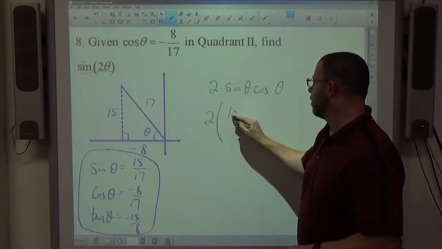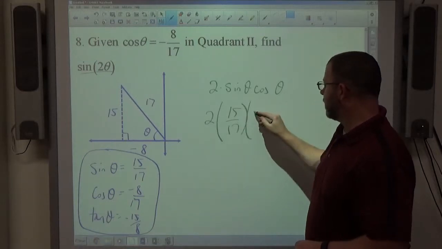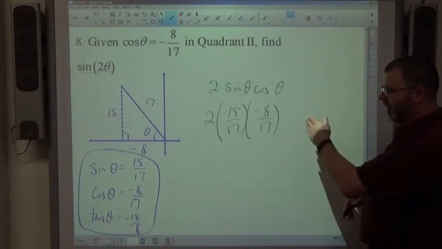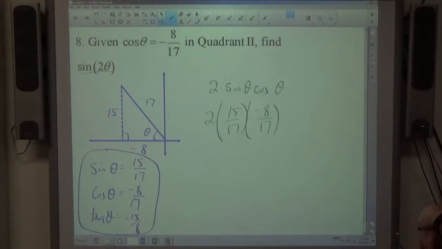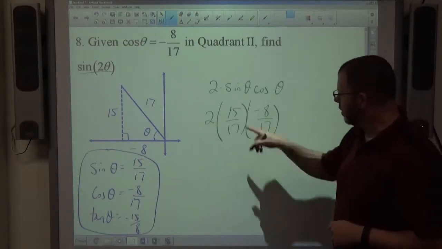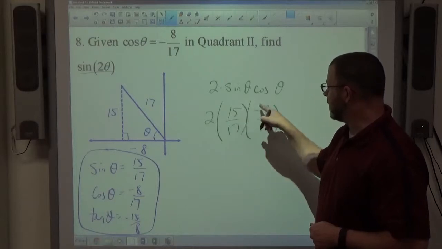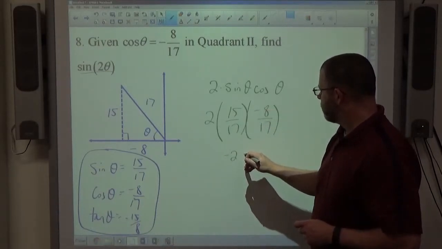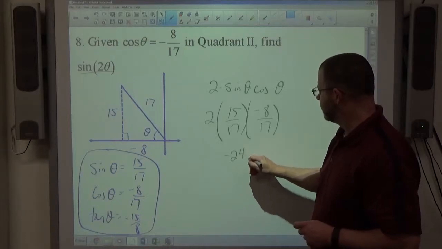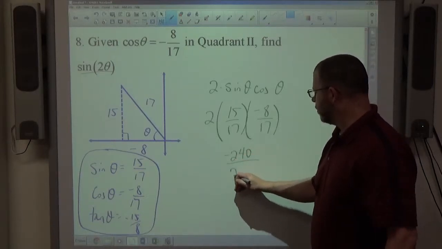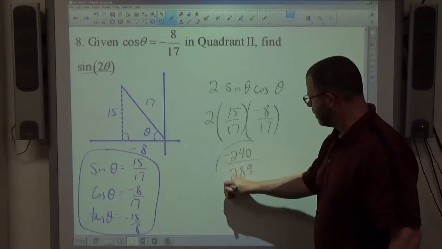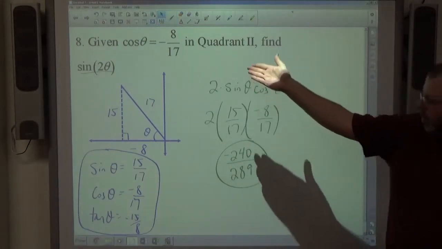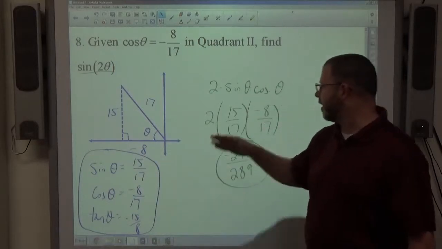Sine of theta is 15/17. Cosine of theta is negative 8/17. In this case, if anything does reduce, since we're not trying to add fractions, I should do it, but nothing reduces, so the best I can do is 2 times 15 is 30 times negative 8 is negative 240. And 17 times 17 is 289. So negative 240/289.